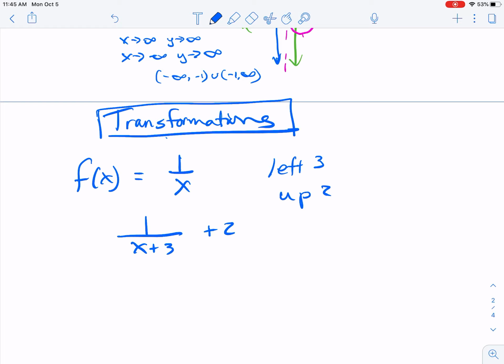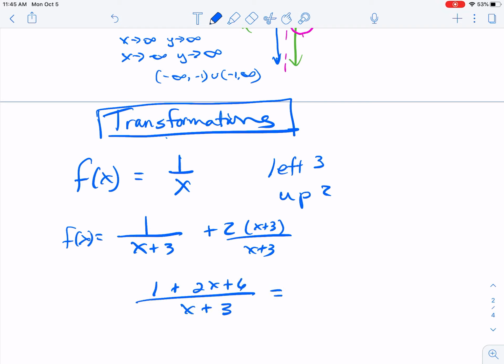The thing is, I want to change that so they have a common denominator. So I'm going to multiply this by x plus 3 over x plus 3. I get 1 plus 2x plus 6 over x plus 3. And when you combine the 1 and 6, you end up with 2x plus 7 over x plus 3. So you need to know that. Start with the parent, shift it left, right, up 2. Because remember, left and right is attached to the x.